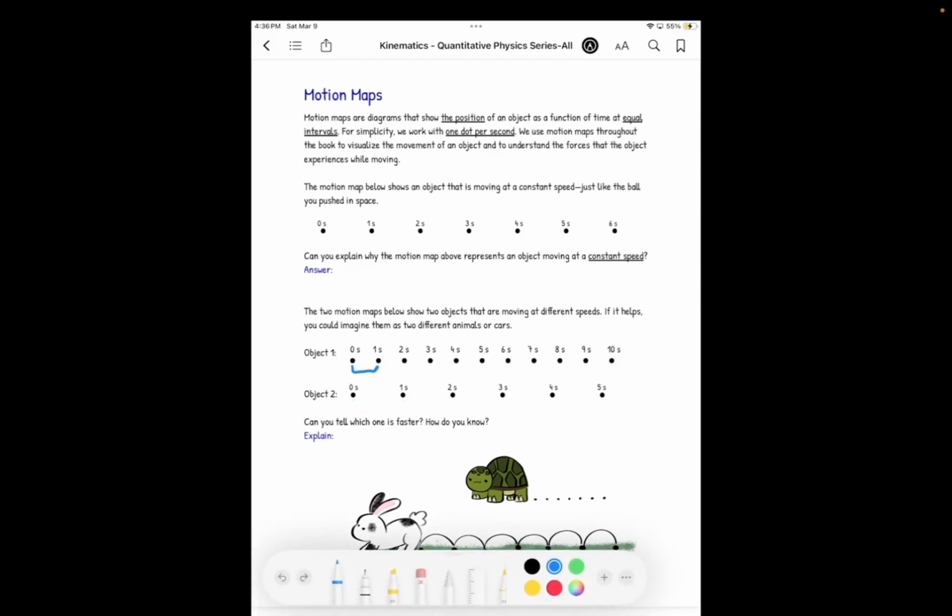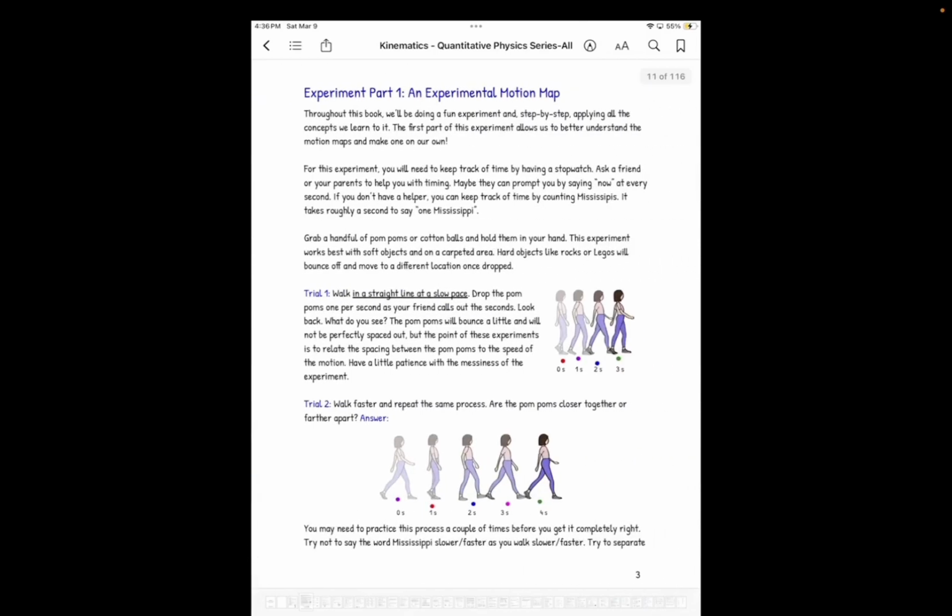Okay. So in order to understand the motion maps really, really well, I propose an experiment here. For this experiment, you need to have some soft objects like pom-poms or cotton balls, and we're going to drop them on a soft surface. If you have rocks or Legos or something hard, and you drop them on a hard surface, they're going to bounce off and they're not going to stay in place. So soft objects are much better on a soft area. What we're going to do is get a handful of pom-poms and drop them every second as we walk.